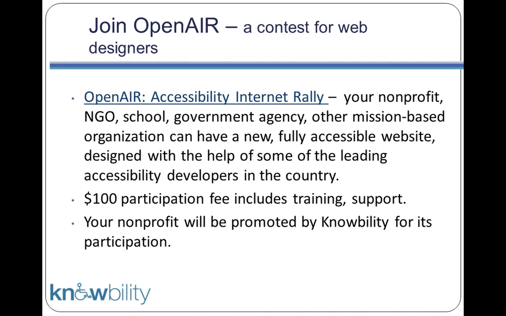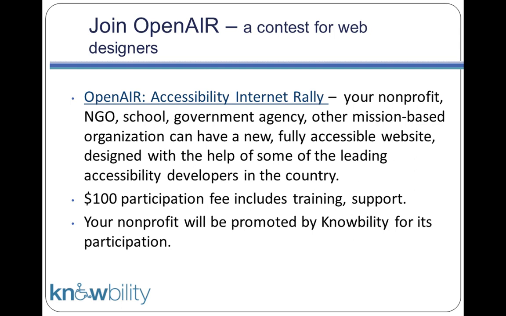accessibility. And we have an opportunity for those of you who are nonprofits, NGOs, charities, mission-based organizations. We have an event called OpenAIR, and it's a contest for web designers. They all get together and they design websites for nonprofits, NGOs, schools, etc. And they design them to be accessible. They have only 5 weeks to do it.